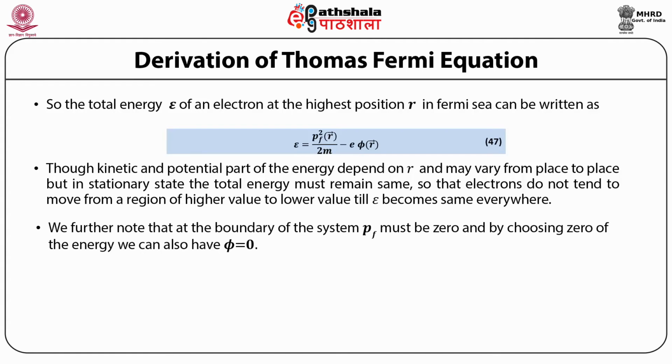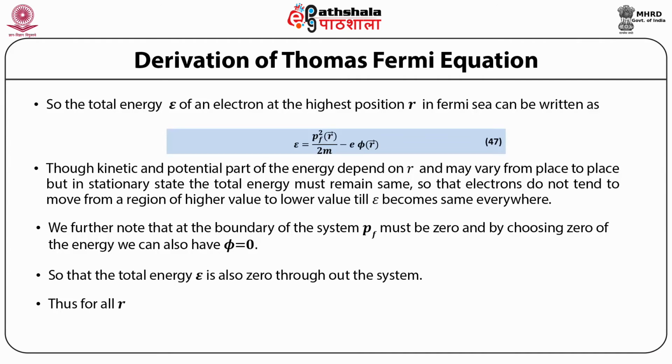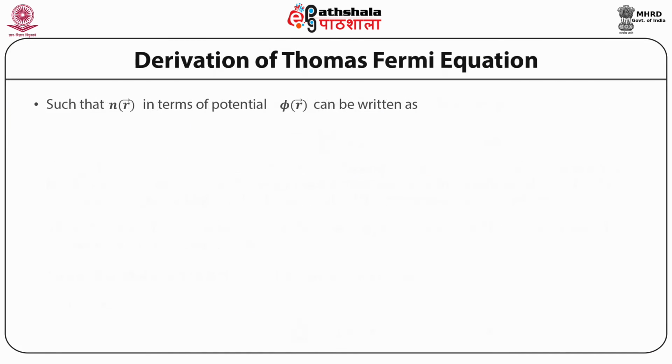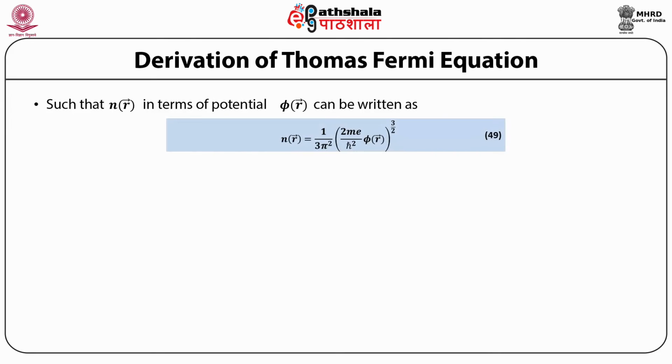We further note that at the boundary of the system p_F must be 0, and by choosing the zero of the energy we can also have phi equal to 0, so that the total energy epsilon is also 0 throughout the system. Thus for all r, p_F squared(r) upon 2m minus e phi(r) is equal to 0, such that n(r) in terms of potential phi(r) can be written as n(r) equals 1 upon 3 pi squared multiplied by (2me upon h bar squared phi(r)) raised to power 3/2.